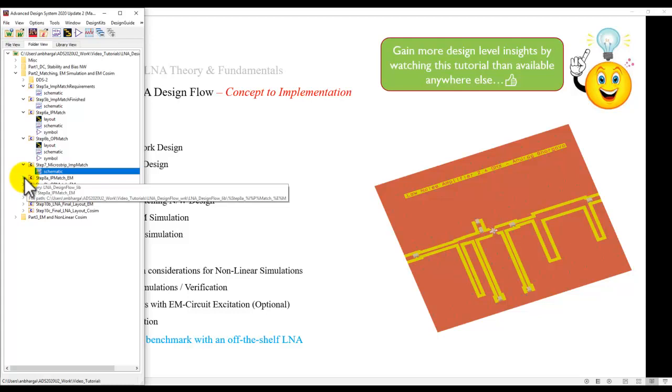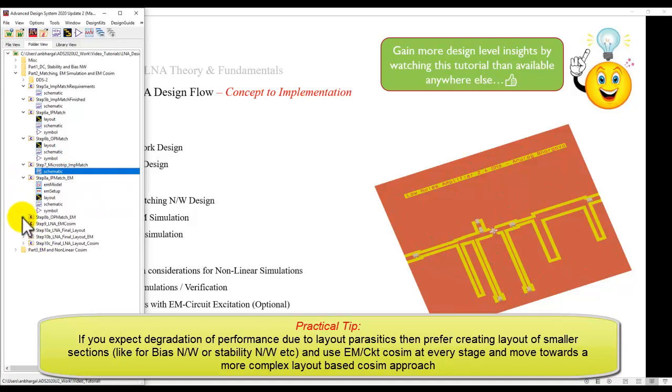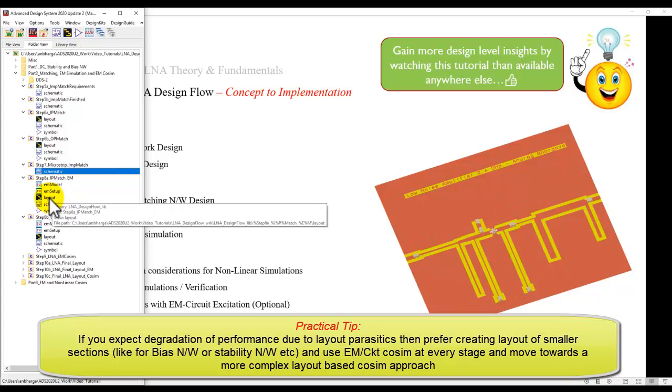One is to directly create a full amplifier layout and then do an EM circuit co-simulation. The way sometimes I would like to work, and again, as I said, don't go by my words. Use the technique which works best for you. The way I like to do it, I like to start doing EM co-simulation on a smaller level and then work my way up towards a full complex.